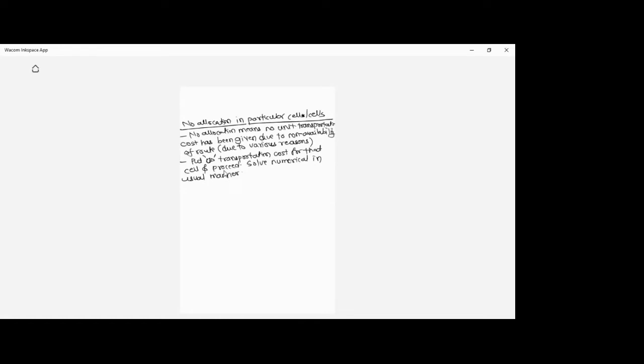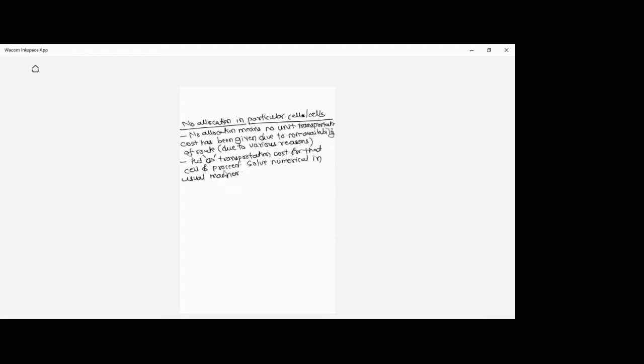If we don't want allocation in a particular cell, what we normally do is allocate in the cell where the unit transportation cost is less. But now we know that I don't have to do any allocation in this cell. So I'll be assuming a very high transportation cost, say infinity, and because of that, there will be absolutely no chance of giving any allocation in that cell. So naturally it will be avoided.